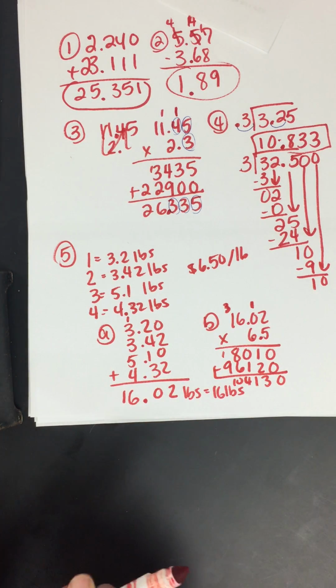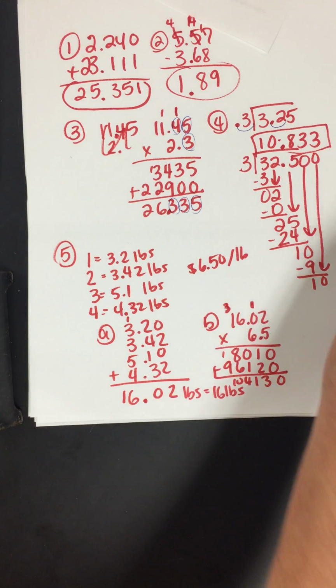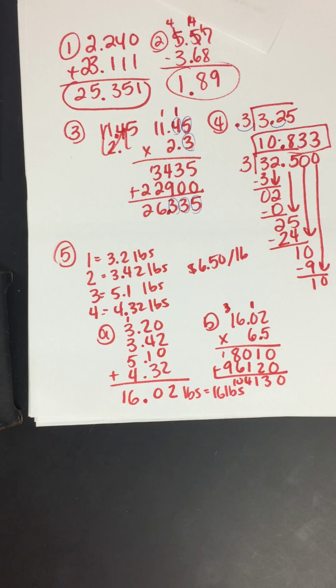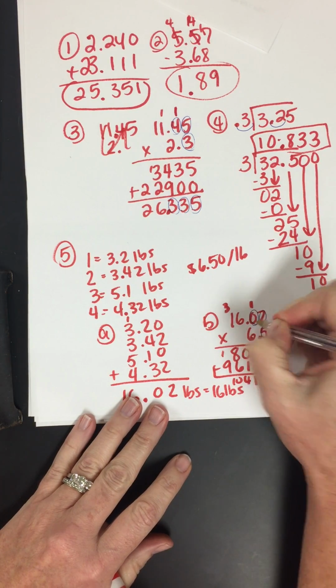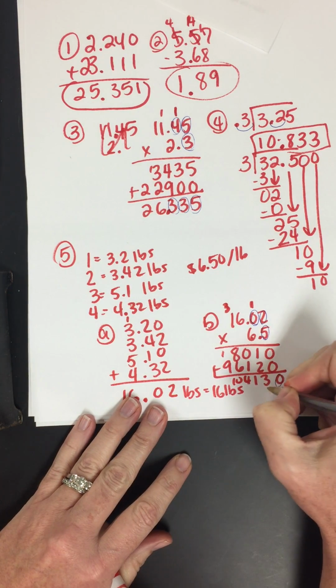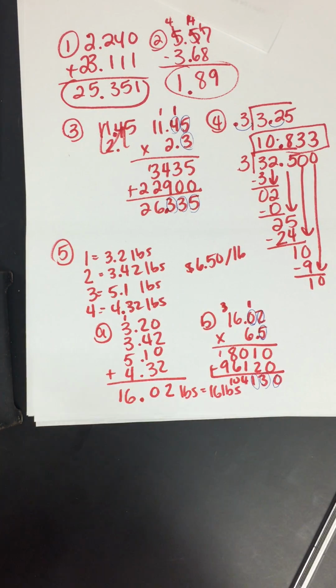I end up with 104,130. However, I've got to figure out where my decimal goes now. So I come up to the question and I find out that there's 1, 2, 3 numbers that are right to the decimal. So I need to have 1, 2, 3 numbers to the right of the decimal.